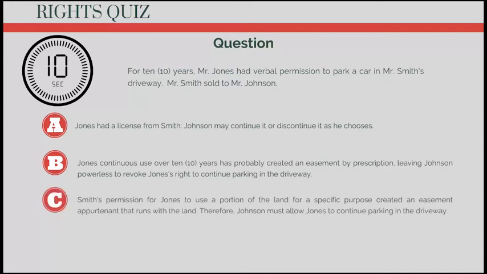C, Smith's permission for Jones to use a portion of the land for a specific purpose created an easement appurtenant that runs with the land. Therefore, Johnson must allow Jones to continue parking in the driveway. Or D, Jones's use of the driveway was a personal easement in gross that ended when Smith sold to Johnson.